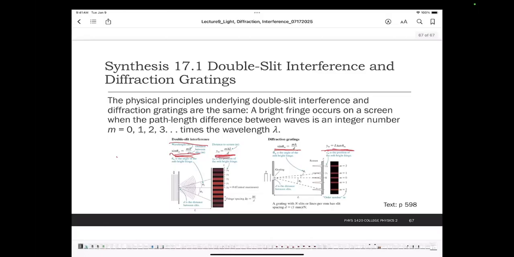Does that make sense? The only difference is that this one becomes narrower and brighter compared with this one. Does that make sense to you? Okay.